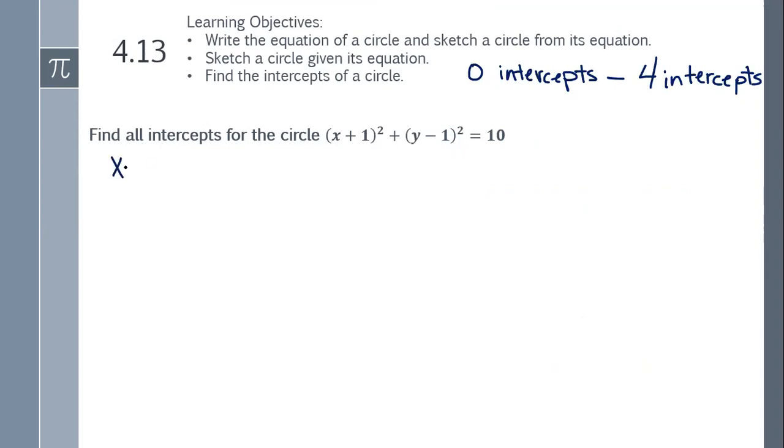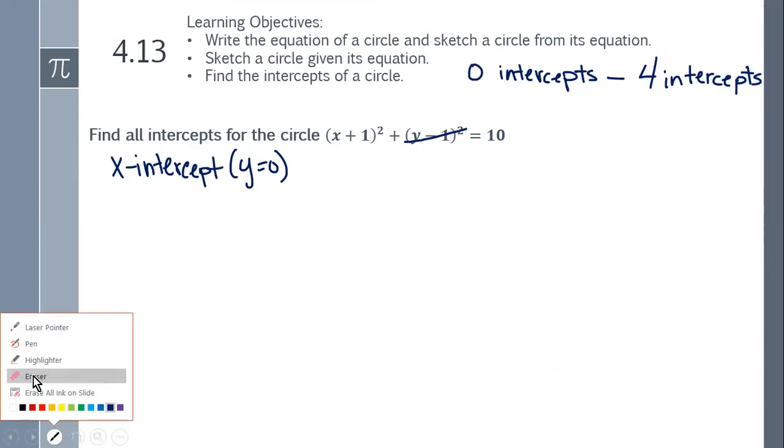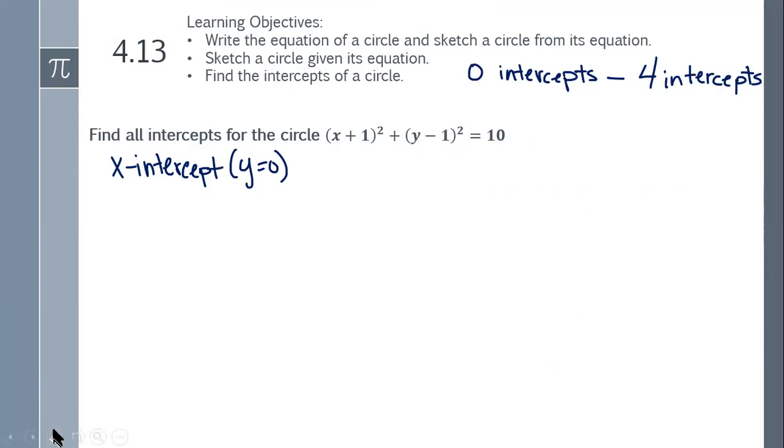Okay, so if I'm looking for my x-intercepts, remember from pre-algebra, algebra 1, that y is equal to 0. So I'm going to plug in 0 for y. So (x plus 1) squared plus (0 minus 1) squared equals 10. Solve for x.